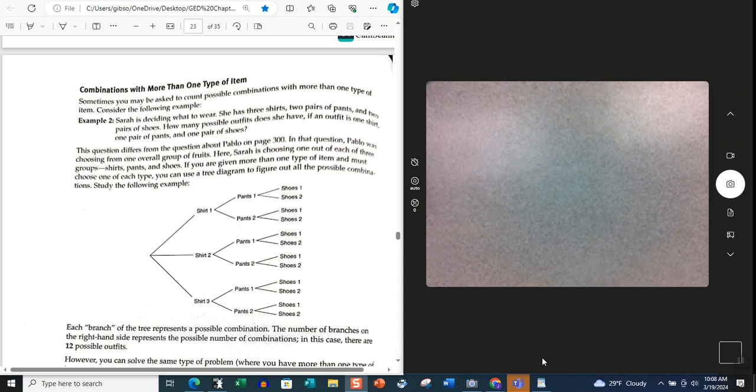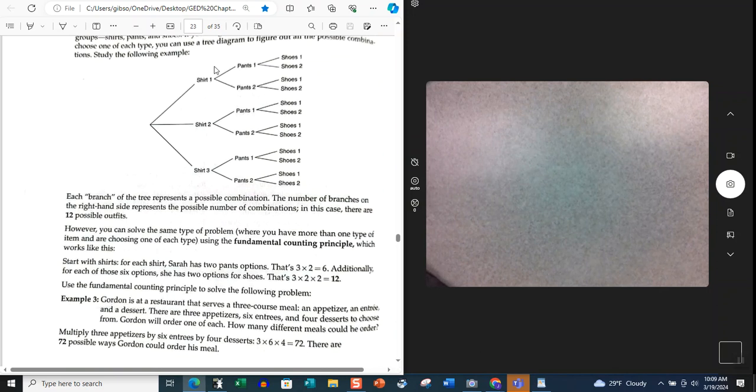Study the following example. Now, we're going to skip down here. You can take a look here. It tells you the different combinations. Each branch of the tree represents a possible combination. The number of branches on the right-hand side represents the possible number of combinations. In this case, there are 12 possible outfits.